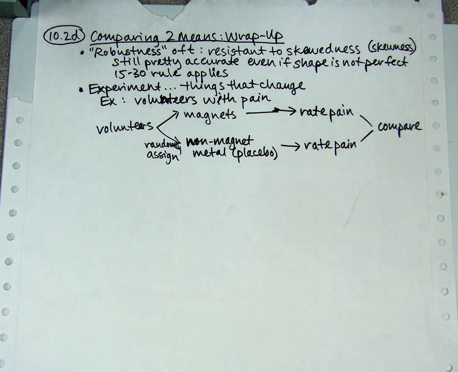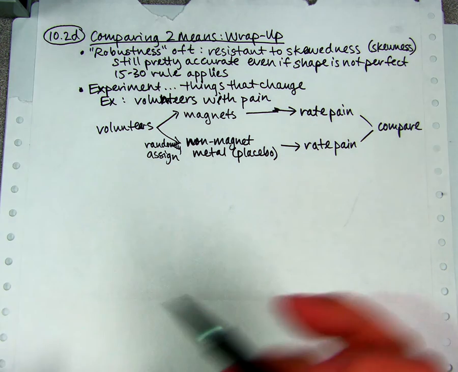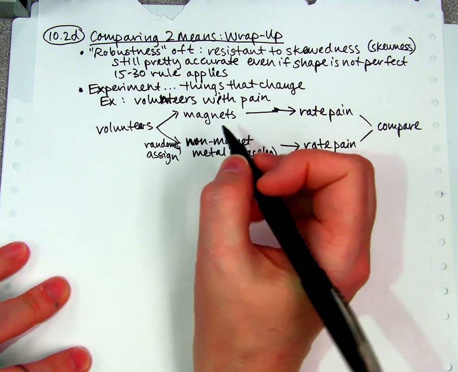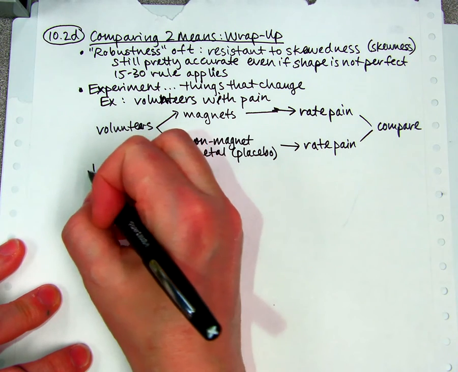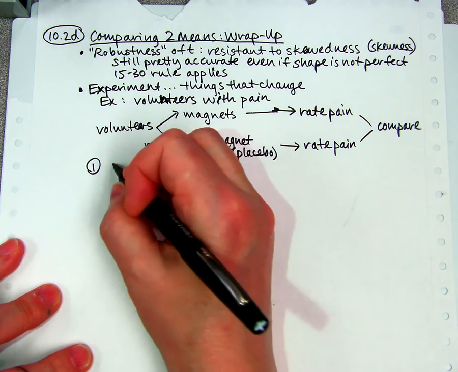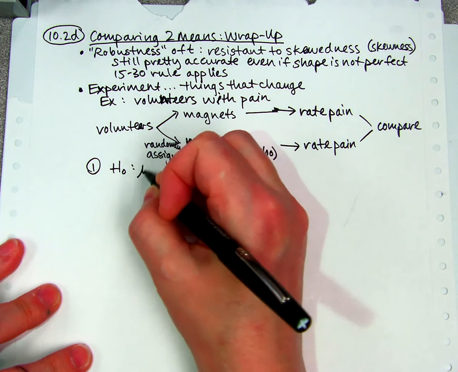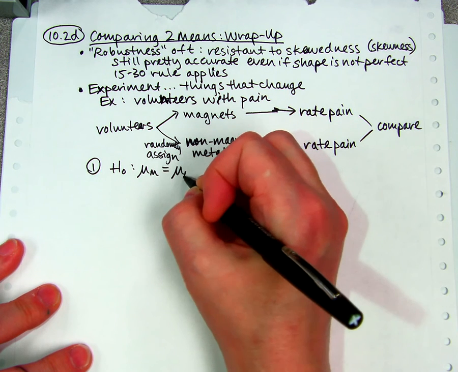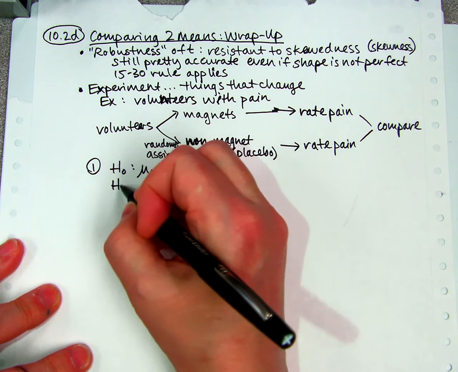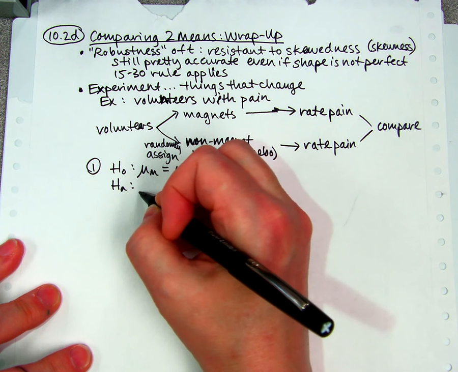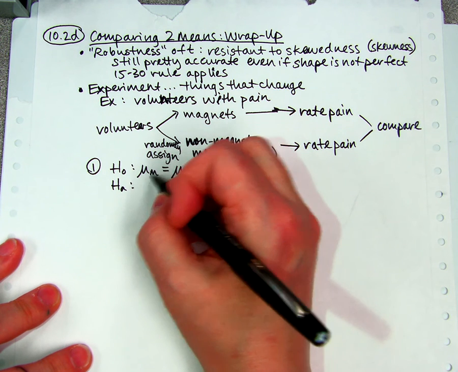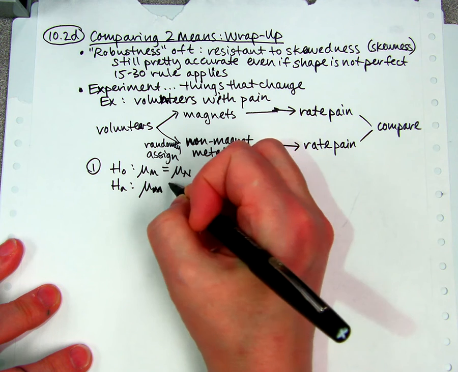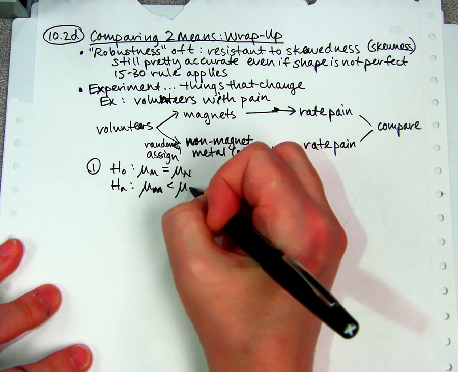So let's talk about how we would write our hypotheses and all of that correctly. In fact, I'm going to talk about all 4 steps, but I'm only going to talk about the parts that are different. So step 1, we would have our null hypothesis, which is that the magnets have the same mean rating of pain as the non-magnets. And the alternate would be that, well, we think that the magnet would have less pain, right? We would think that the mean pain rating for the magnet group would be less.